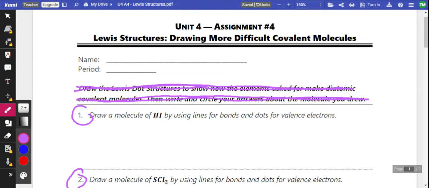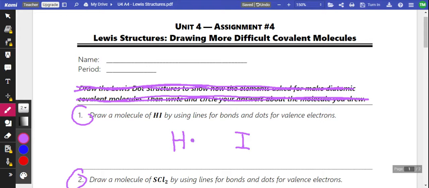So first up, we're going to do a molecule of HI. Okay, so this formula tells us that we've got an atom of H. We've got an atom of iodine, I. Okay, hydrogen only has one valence electron, so I'm just going to give it one dot.